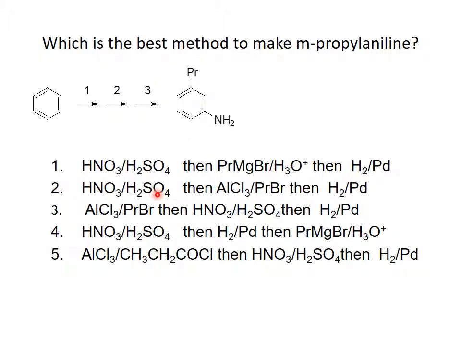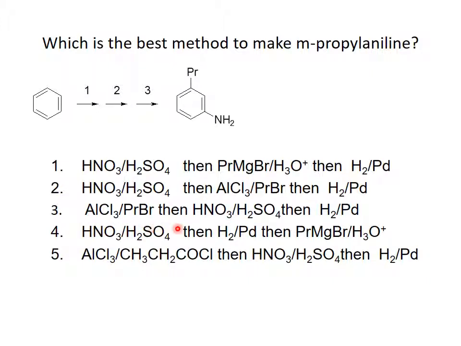Here you put a nitro group on first, and then you would use aluminum chloride and propyl bromide. This would be your alkyl bromide and aluminum chloride. So this is a Friedel-Crafts alkylation. But Friedel-Crafts alkylations don't work with electron withdrawing groups. They deactivate the ring too much for a Friedel-Crafts reaction to go ahead. So let's go ahead and try the Friedel-Crafts then, followed by nitration. If I do that, it would give me para substitution, so it can't be that.